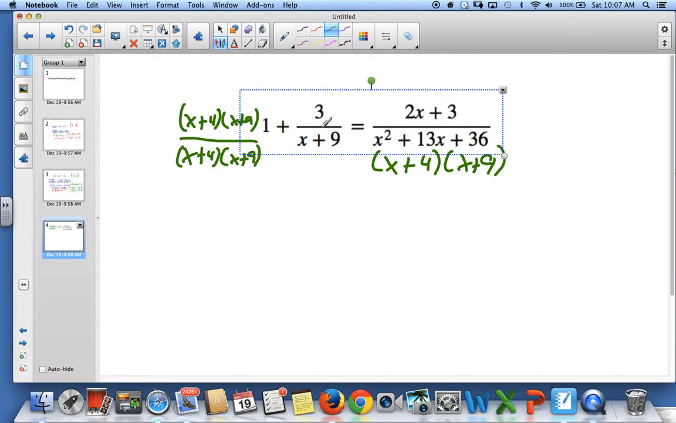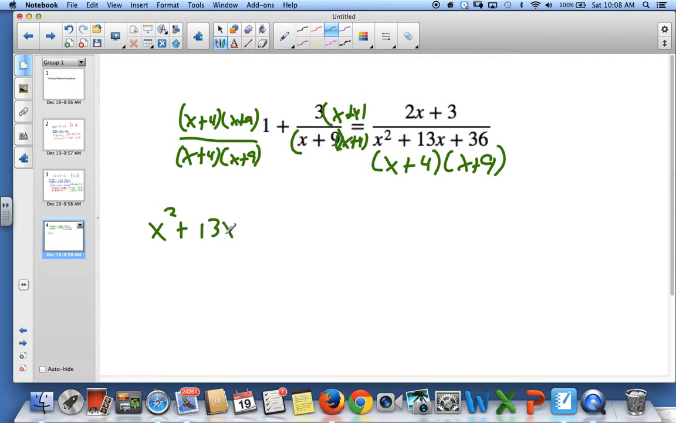This fraction has a denominator of x plus 9. I need to have an x plus 4 here. And this one doesn't need anything. It's all set. The denominator is fine. So now I have this right here. So I'm going to multiply that out, and that became x squared plus 13x plus 36. That's what this part here equals, times 1, plus distribute 3x plus 12 equals 2x plus 3.